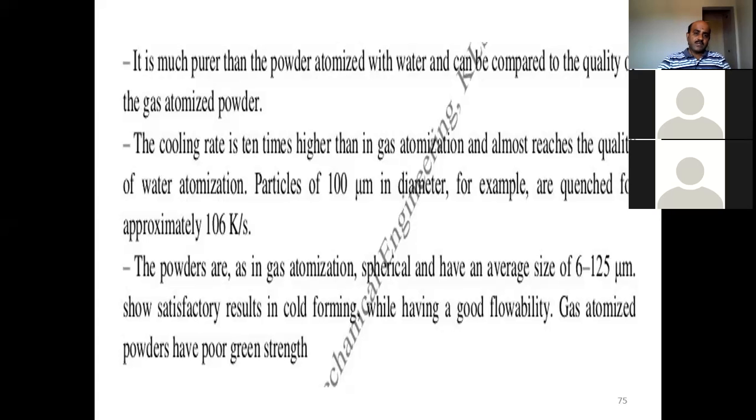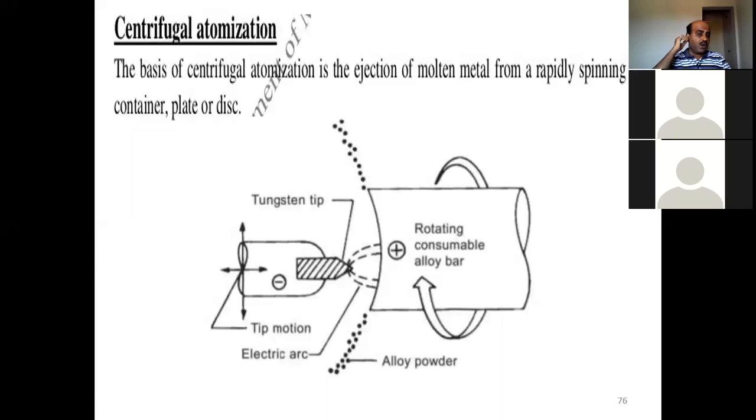Now let us move on to the third method, what we call centrifugal atomization. The last method of atomization is centrifugal atomization. The basis for centrifugal atomization is the ejection of molten metal from a rapidly spinning container, lathe, or a disk. So let us discuss this in detail.